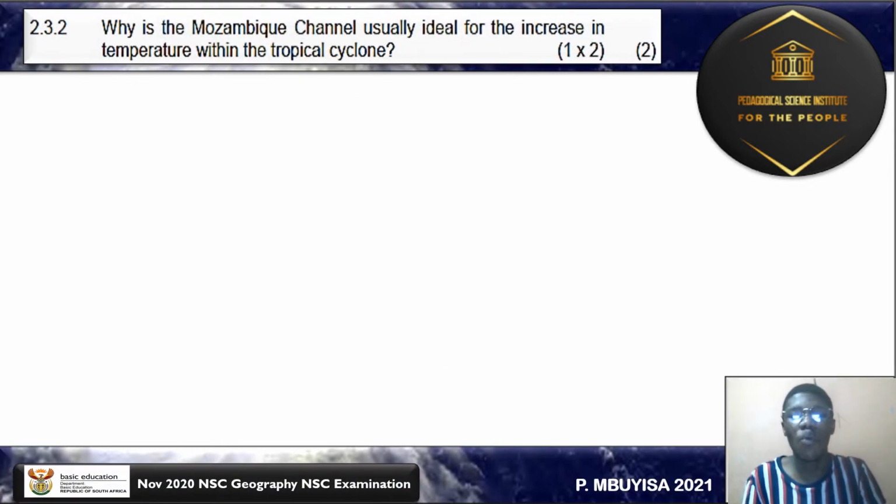question. Why is Mozambique channel usually ideal for increase in temperature within the tropical cyclone? Now remember that in the Mozambique channel you find which ocean? You find the Indian Ocean. And in the Indian Ocean, which ocean current do you find? You find the warm Mozambique ocean current. And the warm Mozambique ocean current is associated with warm air that is full of moisture. And is that not unique or ideal for a tropical cyclone to form? Yes, it is ideal because that's one of the recipes that we need for a tropical cyclone to form.